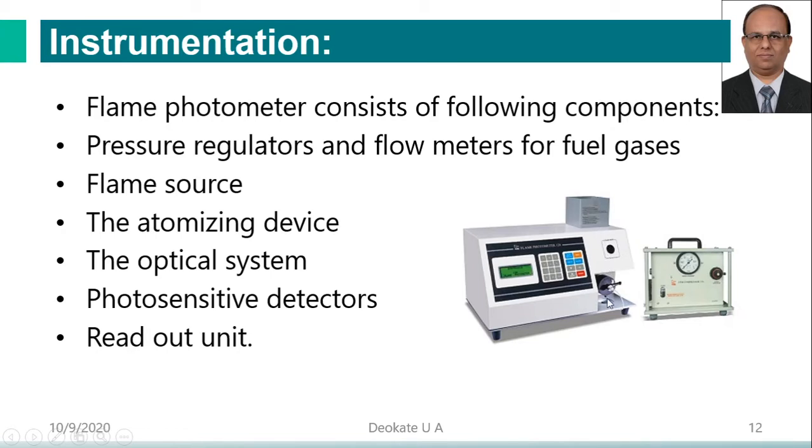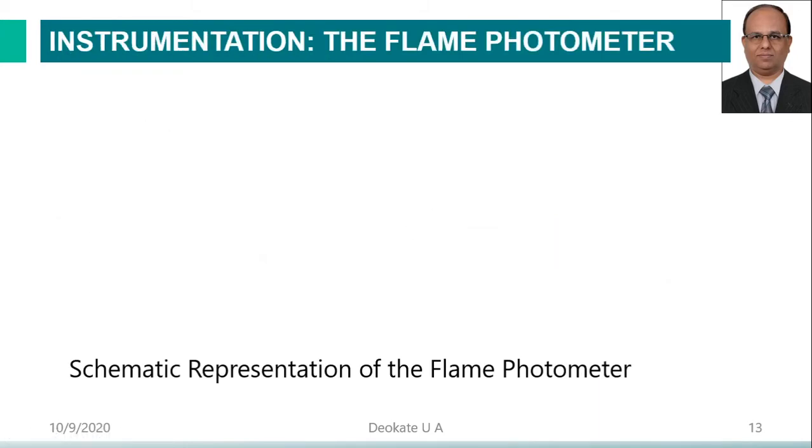Then you can see there is a small capillary here. This capillary will suck the liquid inside and convert it to small droplets by the atomizing device. It has a certain optical system here. It will sense what color of light is there, that is, what is the wavelength of the light, and then it is sent to the photodetector. It will be converted to a digital display. So it is a simple instrumentation.